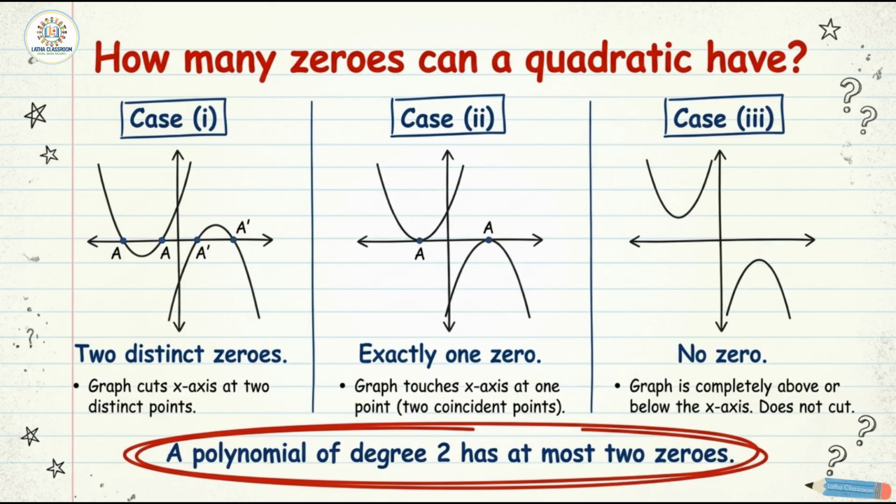And case 2. Exactly 1 zero. Means graph touches the x-axis at one point, 2 coincident points. Next, case 3. No zero. Graph is completely above or below the x-axis. It doesn't cut. A polynomial of degree 2 has at most 2 zeros.